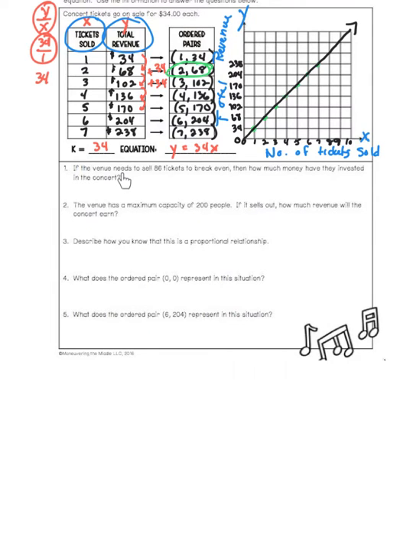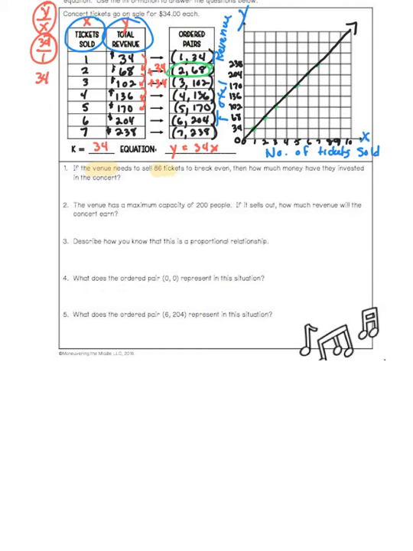Question number 1 says, if the venue needs to sell 86 tickets to break even, then how much money have they invested in the concert? So let's first talk about this word venue. When you see venue, that's referring to the place that the concert is going to happen. It might be a hall, it might be a park, it might be a stadium. Wherever this is going to happen, that's what's known as the venue.